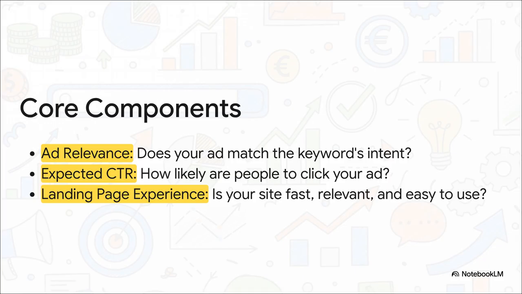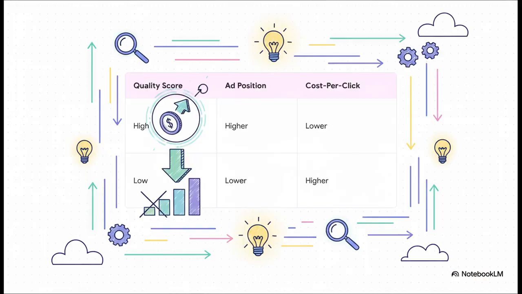Well, it really boils down to three core things. First up is ad relevance. Does your ad actually make sense for the person's search? Second, expected click-through rate. Basically, how likely are people to click your ad when they see it? And finally, landing page experience. Once they click, is your website fast, easy to use, and does it deliver on what the ad promised? And here it is. This is the big payoff. This is exactly how Google pays you to be a better advertiser. A high-quality score gets you a higher ad position, and get this, a lower cost per click.